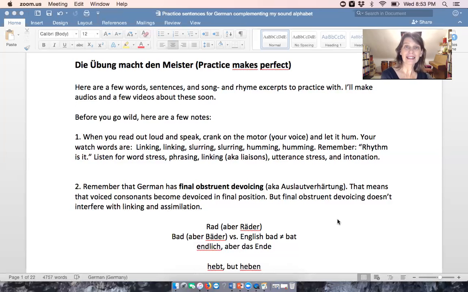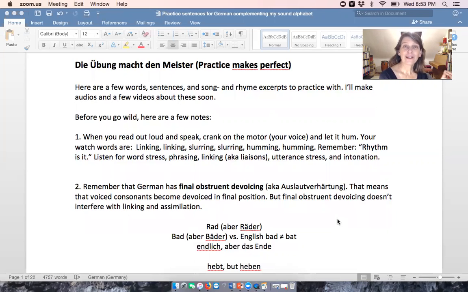The same for Bad, bath. Ich habe ein Bad genommen, Bad. But Bäder, Bäder. I was trying to do a half English pronunciation of a German word.